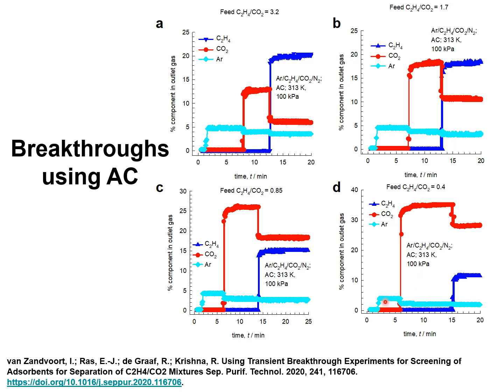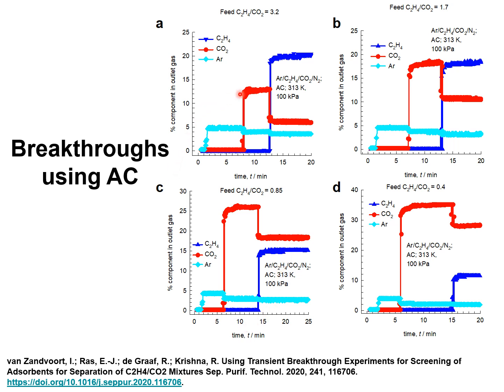The feed mixture consists of ethene, CO2, argon, and nitrogen. The argon breakthroughs are shown here. There's nothing remarkable to note here. And the nitrogen composition is just the remainder of the composition, and it's just an inert. It has little or no effect on the breakthroughs of the other guest molecules.